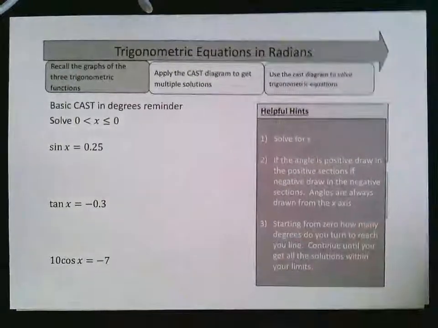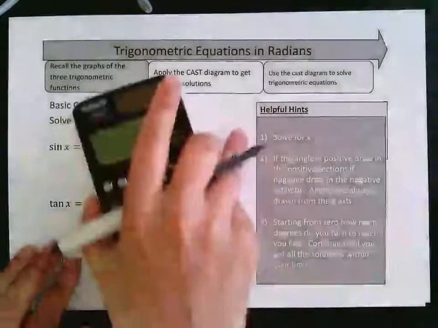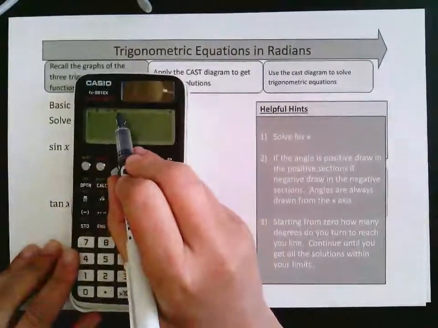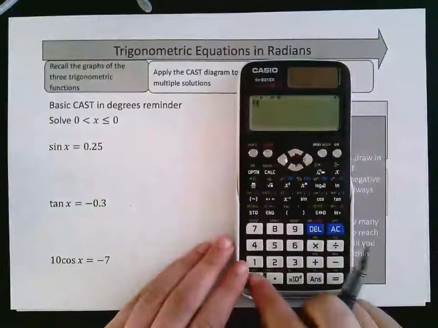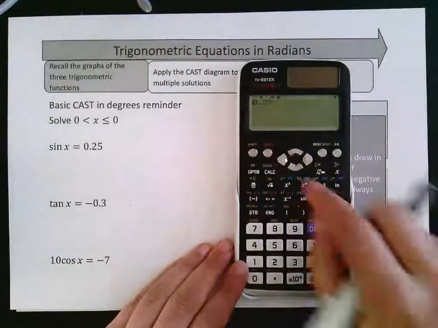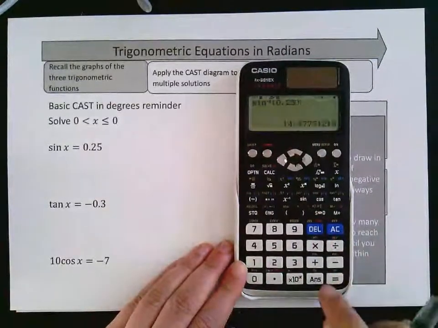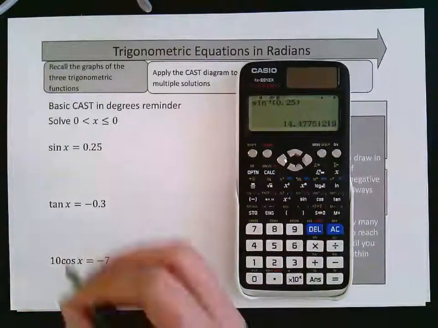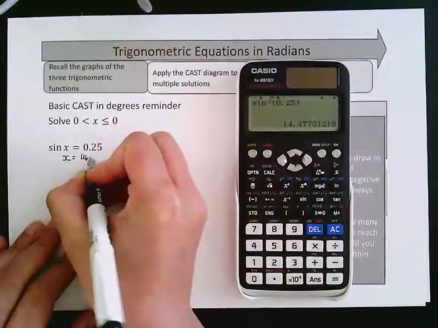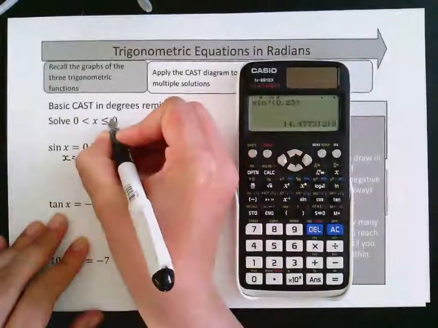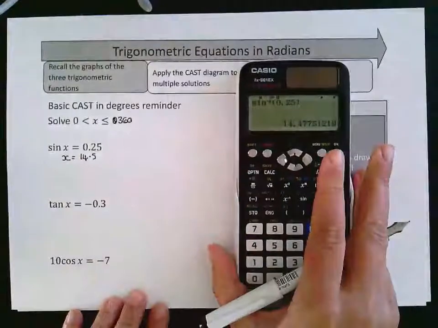Sine x equals 0.25. So the first thing I do is I solve for x. I'm just going to check, I have a D at the top of my calculator, so I'm in degrees mode. The inverse sine of 0.25 is 14.5. So I can see here x is 14.5. Sorry, this should have said 360 degrees. I'm just going to correct that there.